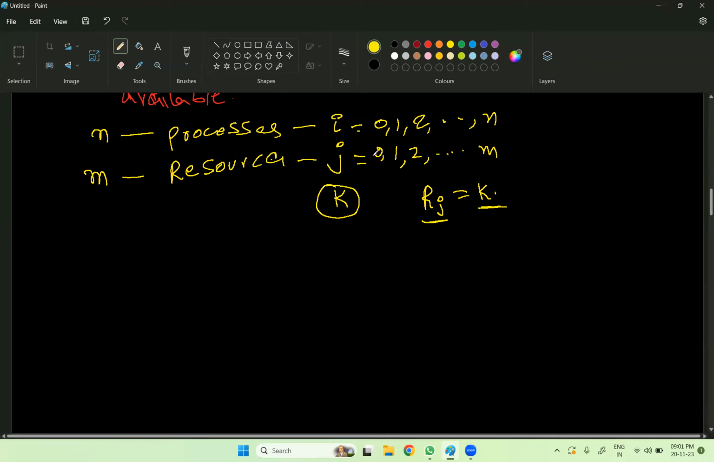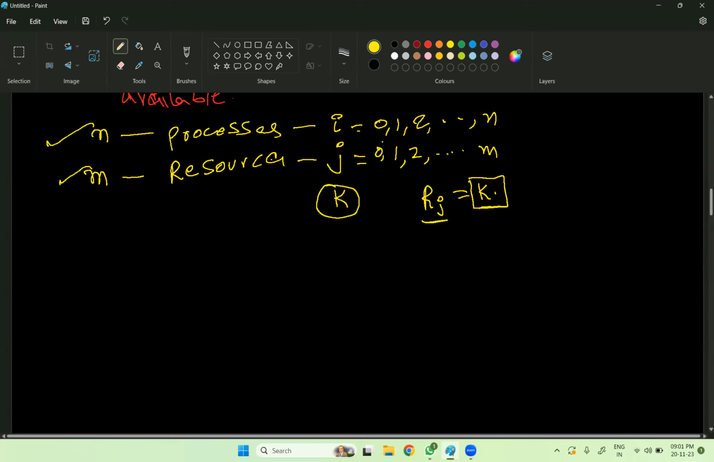For example, r of printer equals 1 means only one printer is available. Resource type CPU cycles equals 3.4 petahertz, in the sense those many petahertz are available with you. That is the meaning of k here. k means the number of instances available for a particular resource type. So first of all, you need to understand these 5 variables: m, n, i, j and k.